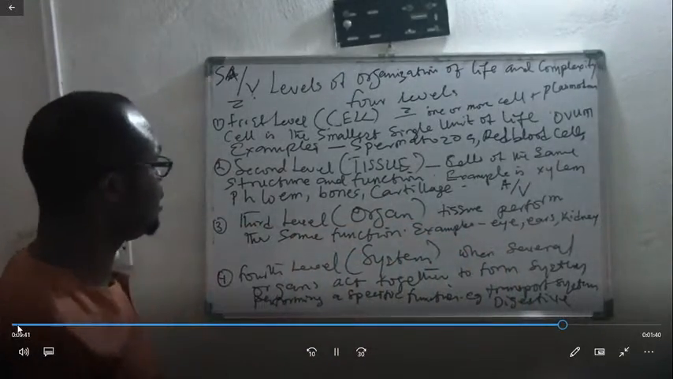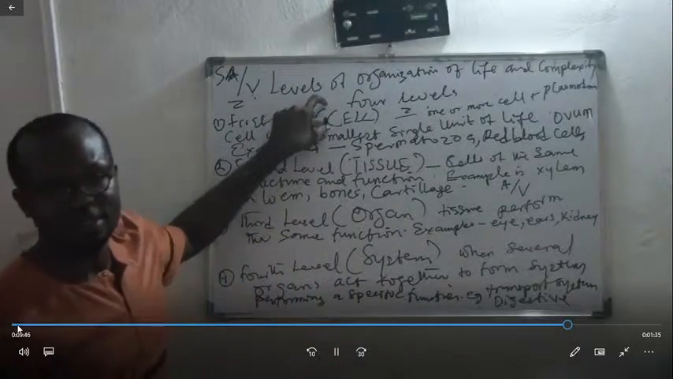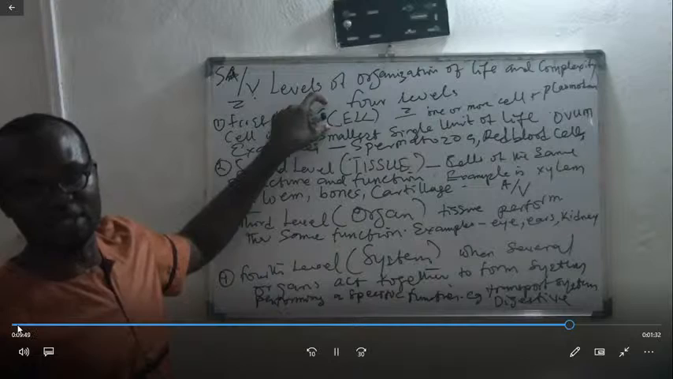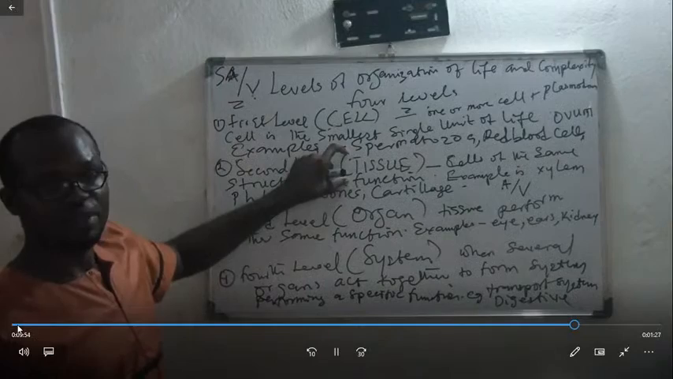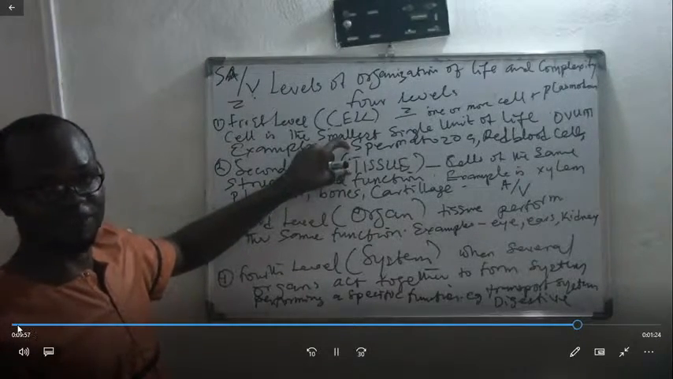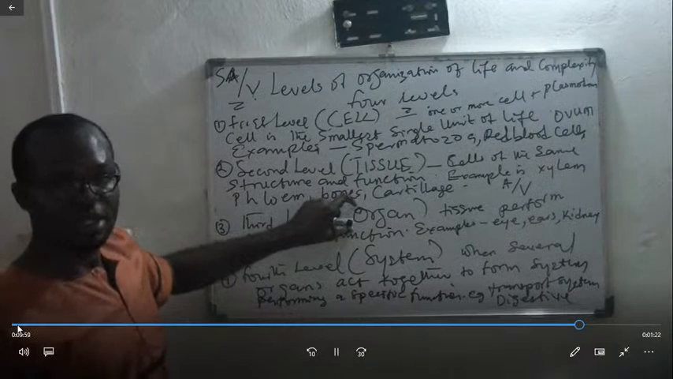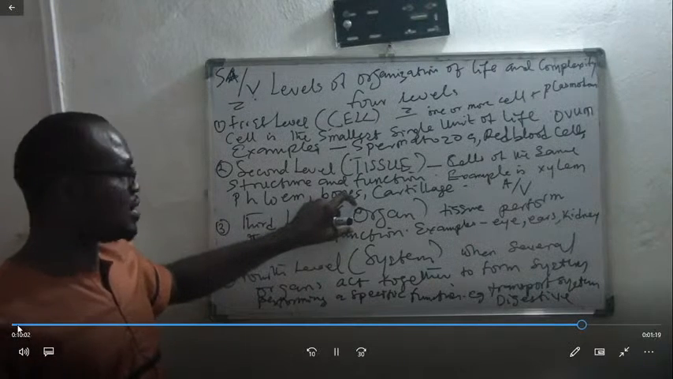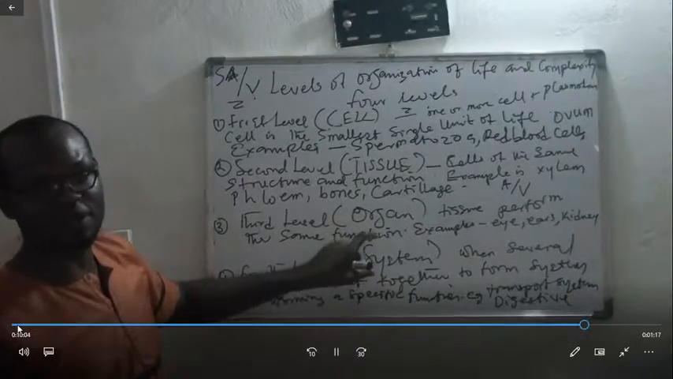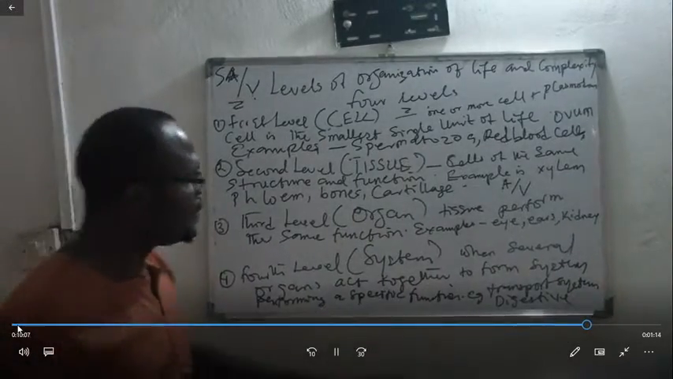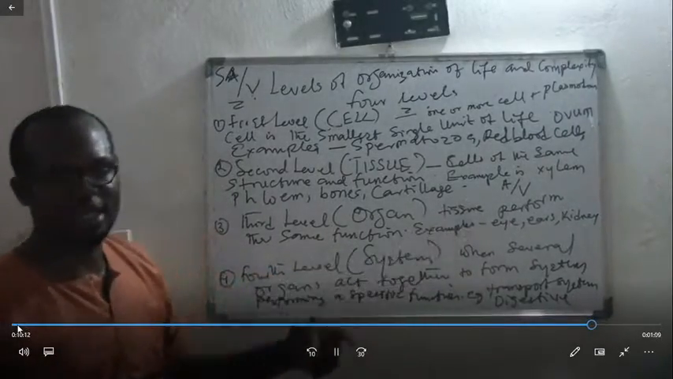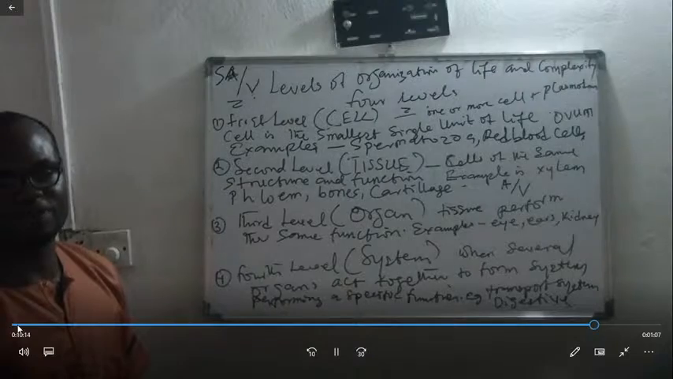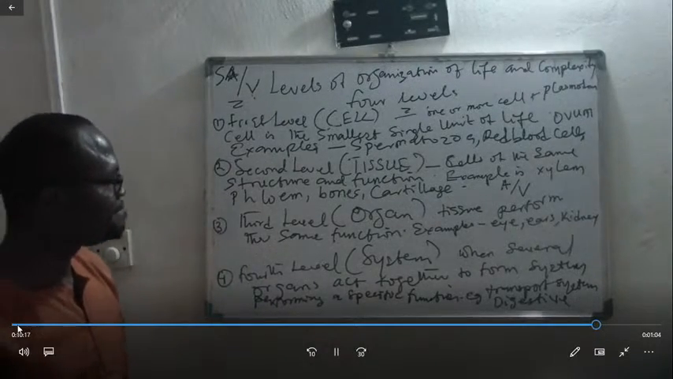The cell, the tissue, the organ, and the what? System. When similar cells function together to perform similar function, we call them tissue. When several tissues come together to perform a specific function, we call it an organ. Then when several organs come together to perform a specific function, we call it a system. If you look at the transport system, it has many organs that come together to form it. Is that clear?